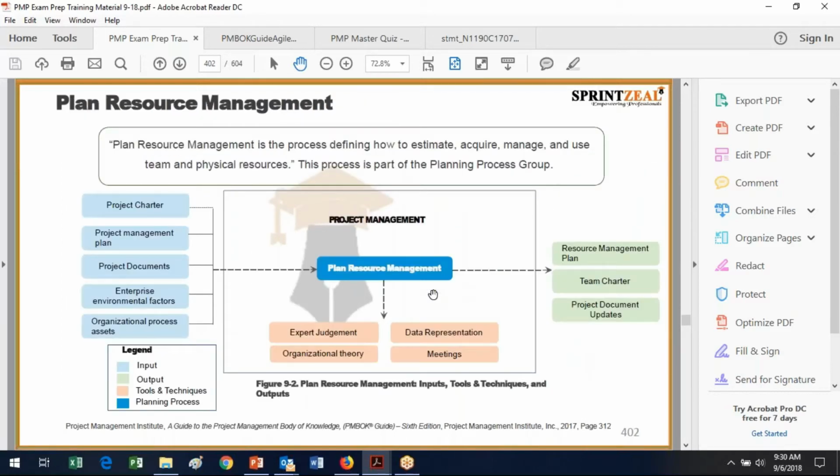Okay, so we're going to talk about planning resource management, and that is the process of defining how to estimate, acquire, and use team and physical resources. So this is your typical plan.